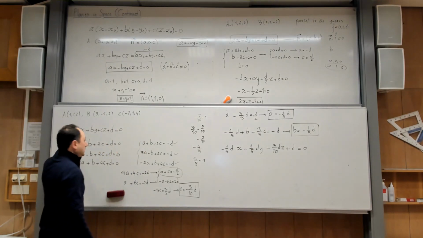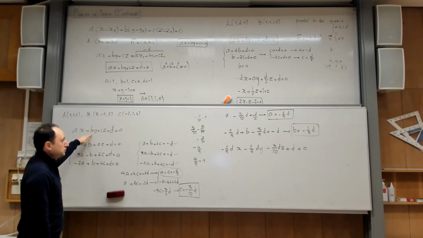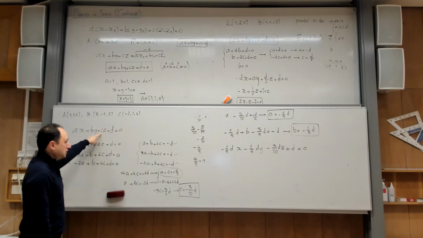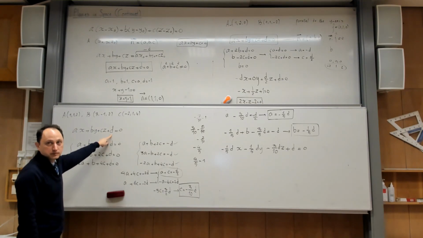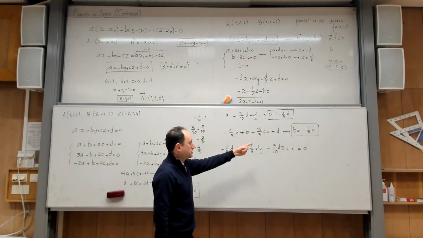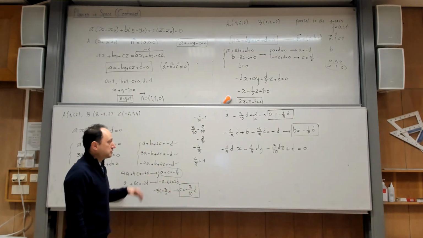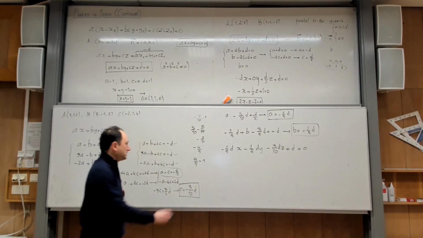So instead of A, I put minus 1 over 5D. Instead of B, I put minus 1 over 5D again. Instead of C, I put minus 3 over 10D. And instead of D, I just put D. Yes? I just divide everything by D because D is not 0. If D is 0, A, B, and C are also 0. But that's not possible. So D is not 0. So let us divide by D. I get rid of D.